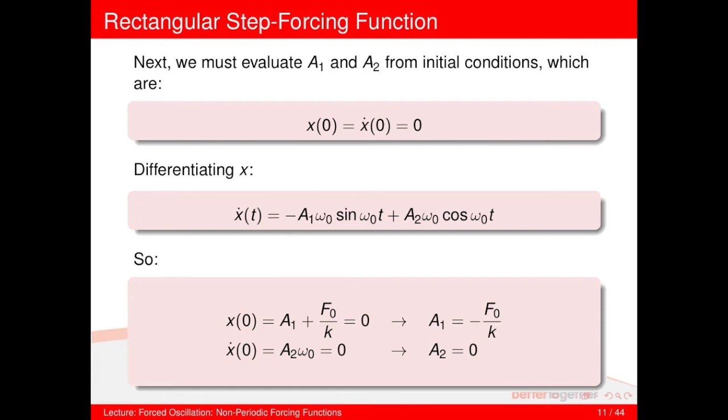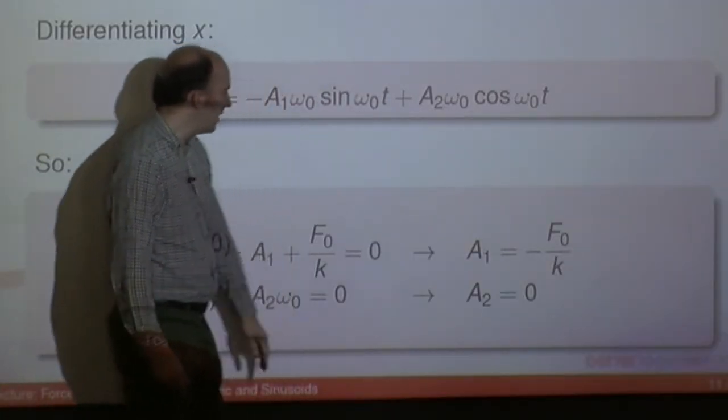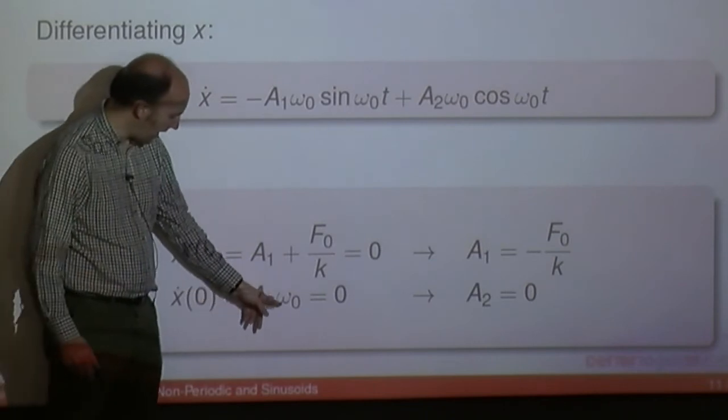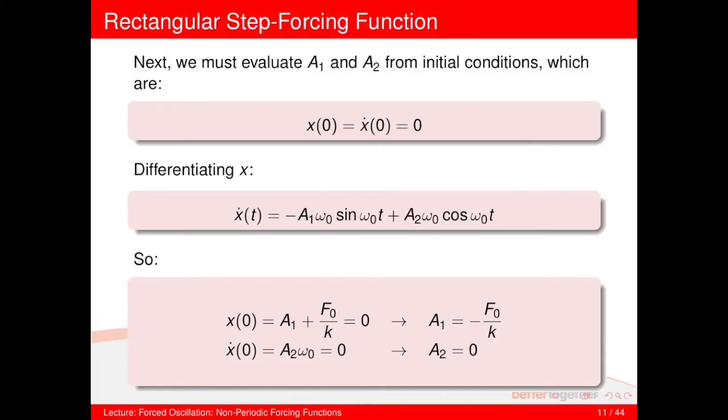Then if you do it with this equation, you stick in t in here: sine of 0 is 0, so that term disappears, and cosine of 0 is 1. So you end up with A2 omega naught equals 0. There is no way that omega naught can be 0, otherwise that would be 0 frequency. A2 must therefore be 0.